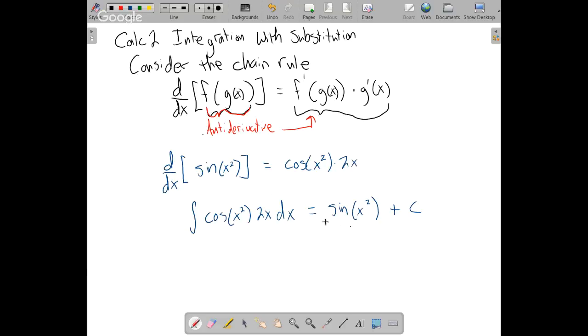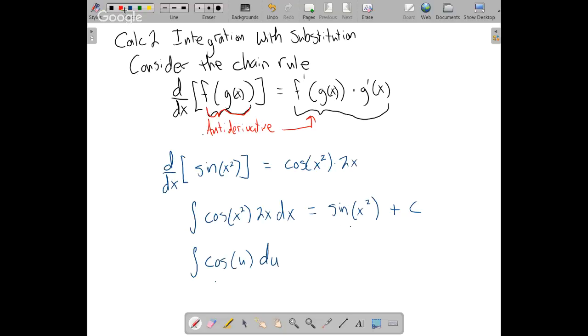Now, what we're going to do to tweak this is, we talked about u-substitutions a little bit last term. So in this case, I could say, well, here I have the cosine of u, and then the derivative of u in differential form is right there. And so we can call that du.